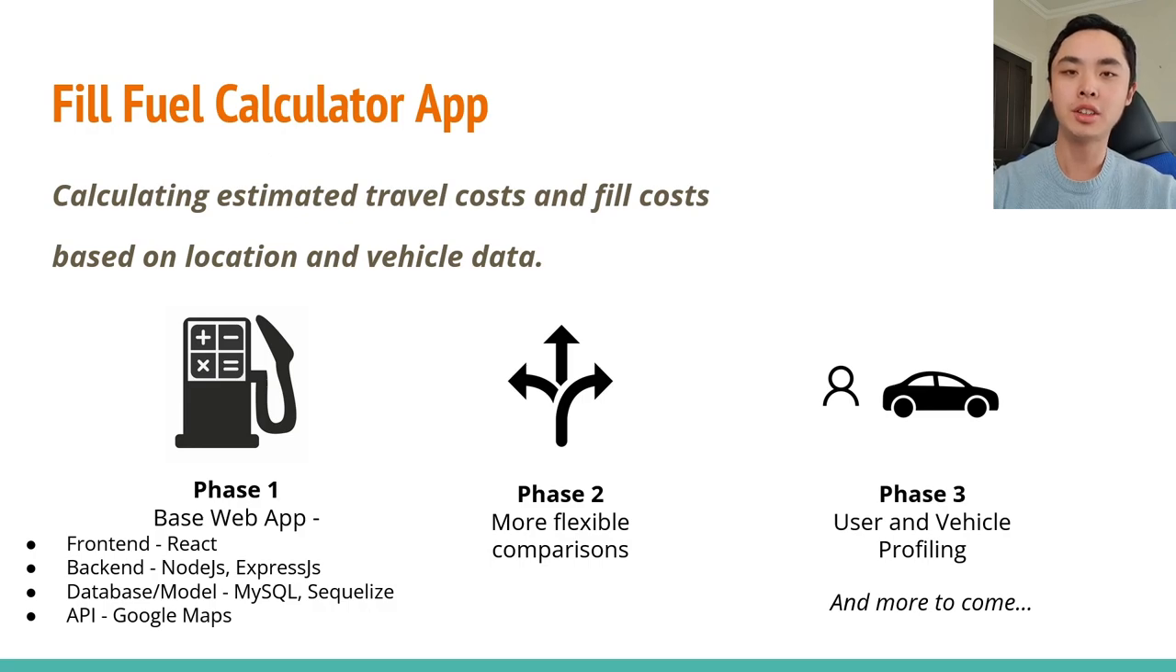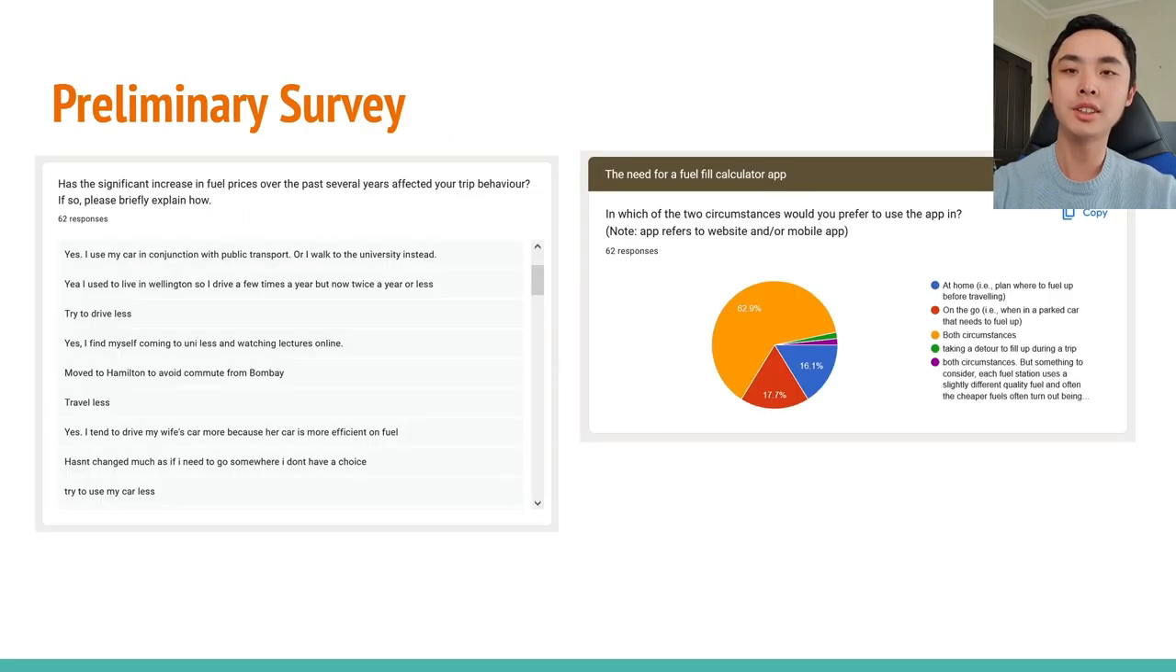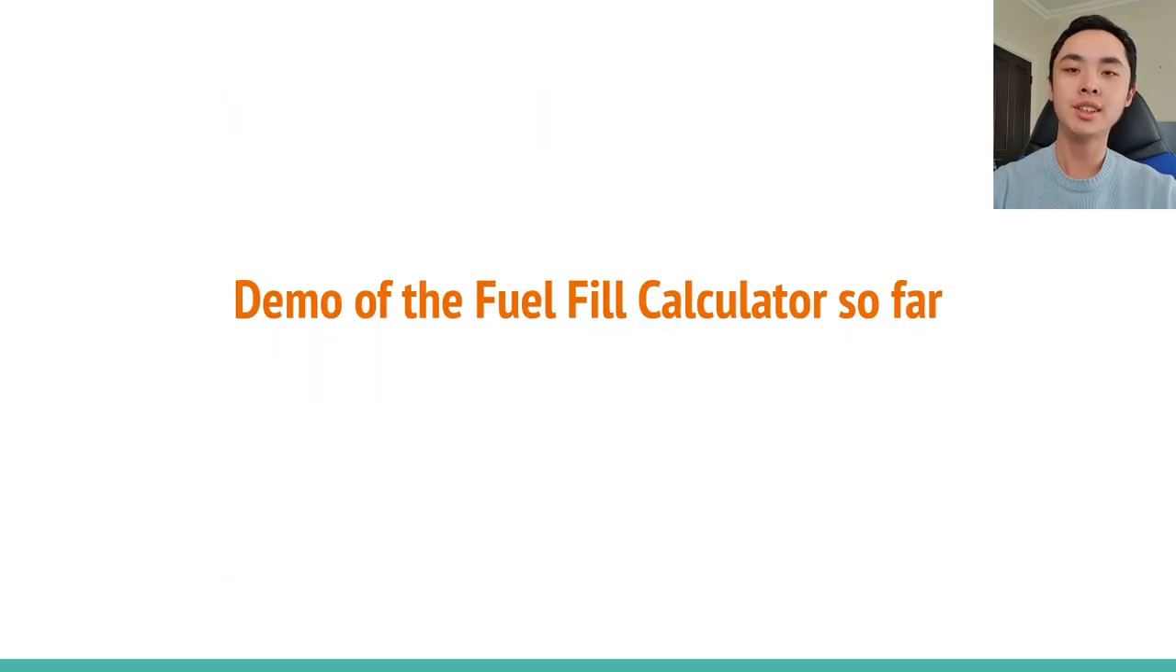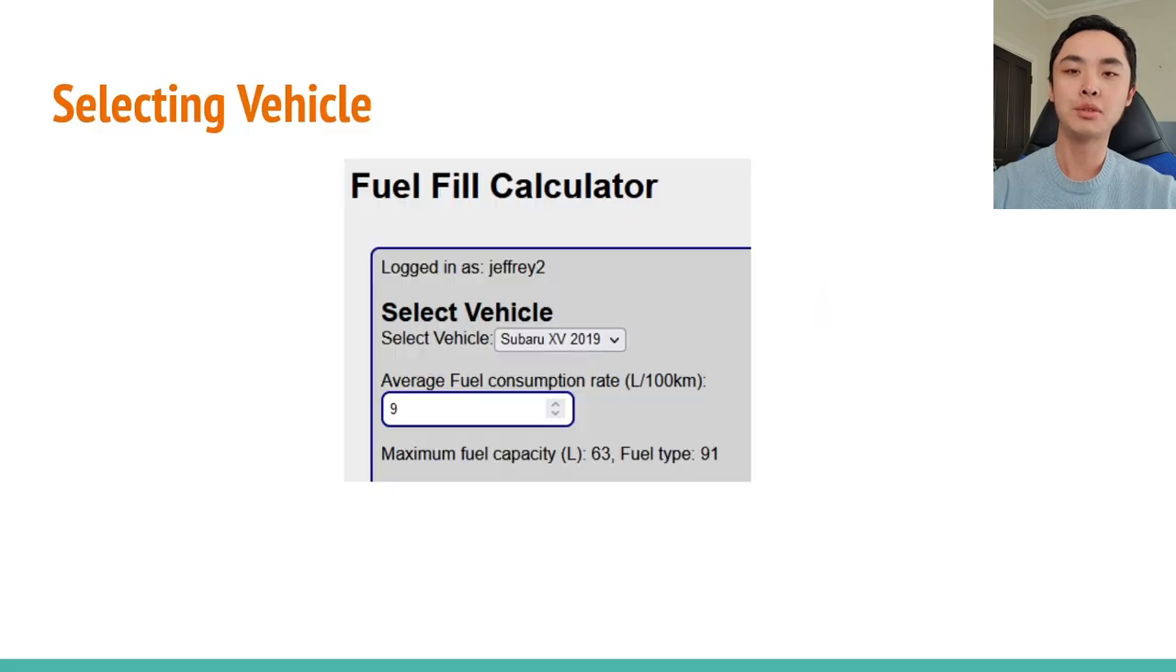I've divided the development so far into three phases which have specific software requirements. Before development, I conducted an anonymous survey at university to gauge the need for such an app, and the need was very evident. I then proceeded to request and obtain the latest Waikato fuel station data from DataMine, the company that commercializes Gatsby's data. Here is a quick demo of the fuel calculator I've developed so far.